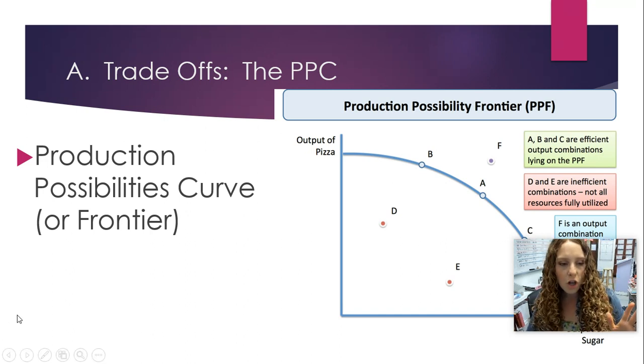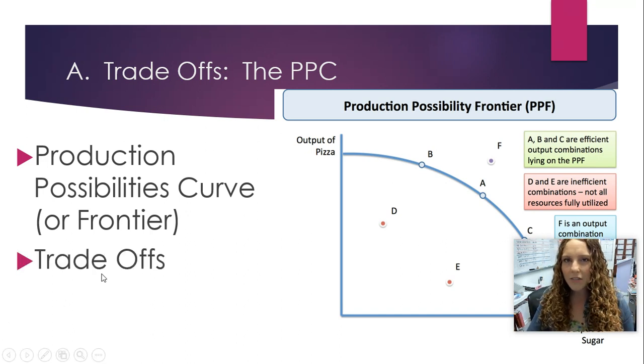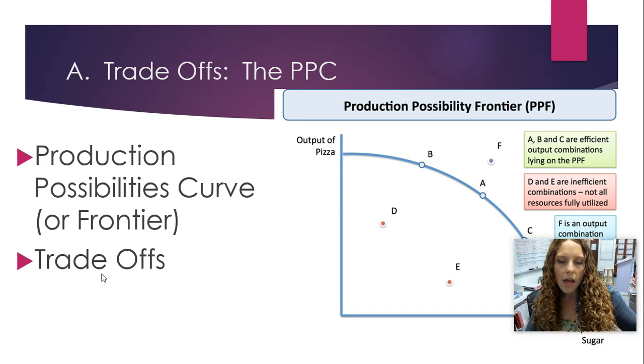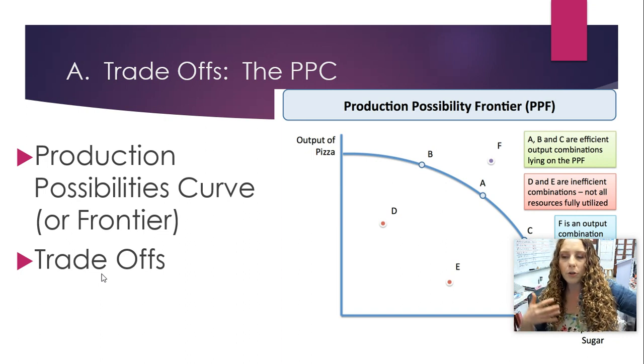So it shows us the trade-offs. Now that's very, very similar to opportunity cost. The trade-off is what you have to give up. If you're going to produce more of good A, you're definitely going to have to produce less of good B.